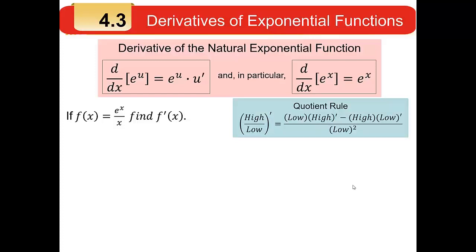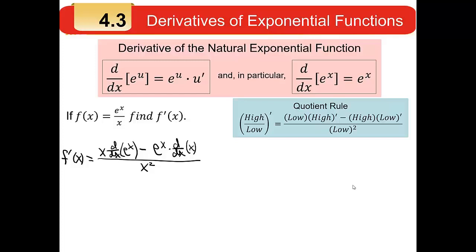So the derivative of high over low is low d high minus high d low over low low, or low squared. So you've got low times the derivative of high minus high times the derivative of low over low squared. Well, low is x, then you got to multiply that by the derivative of high. Well, high is e to the x, so that's the derivative of e to the x, minus, then you reverse it, you take high, which is e to the x, multiplied by the derivative of low, that'd be the derivative of x, all over low squared, which would be x squared.